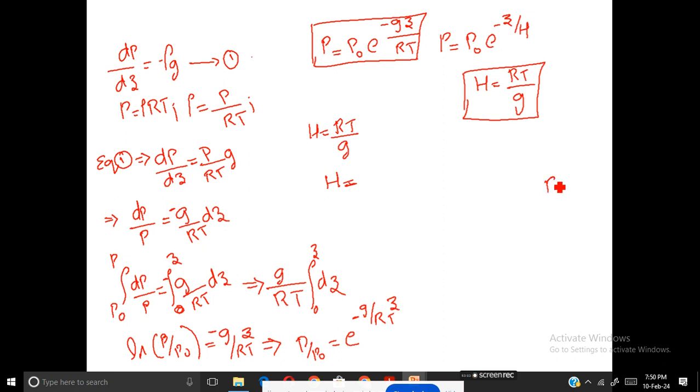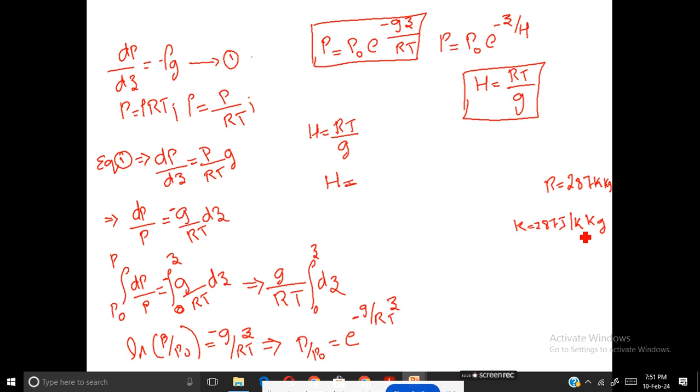The value of R is 287 Joule per Kelvin per kilogram. Okay, so this is basically in terms of mass.